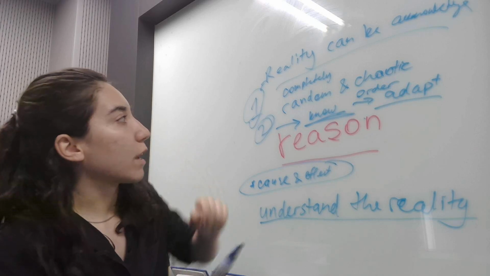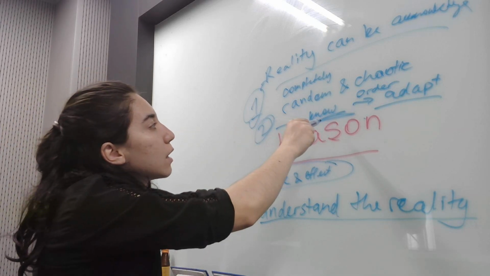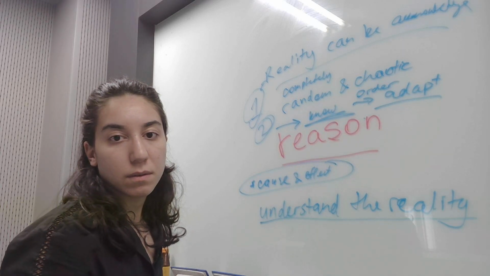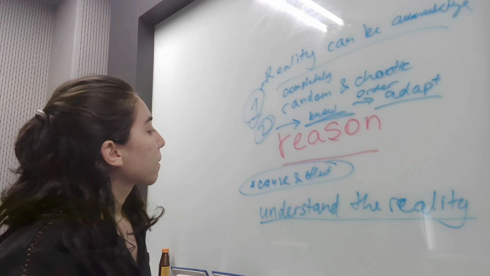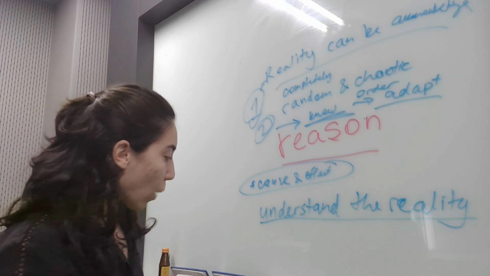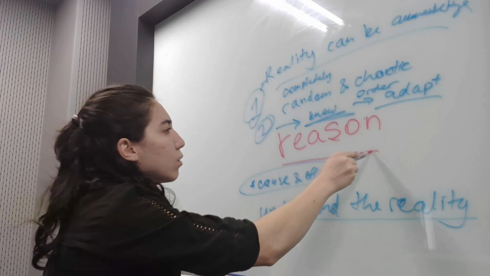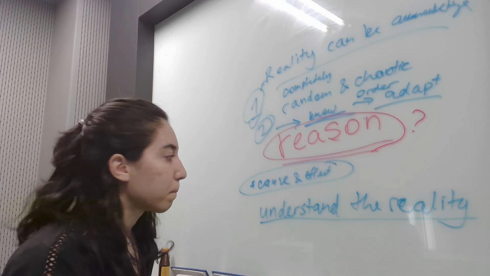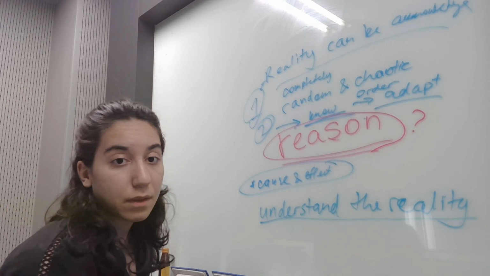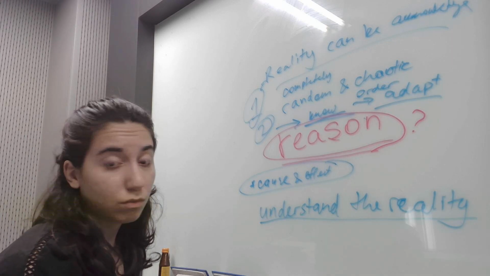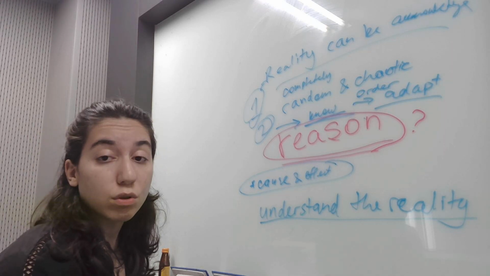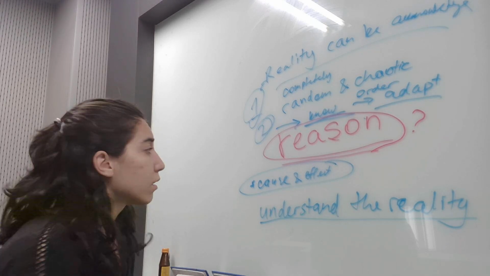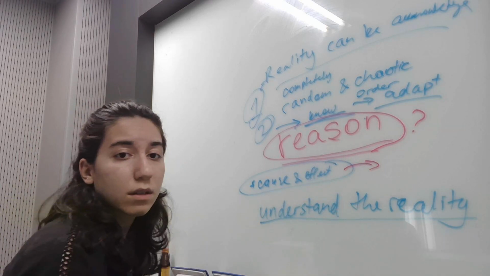But so we assume that we can know something and then we can do something with it, right? And that's why we question what is the reason? Now, this should bring a question. Can reality be understood only through reason? Is that how we understand? Figuring out the cause and effect?